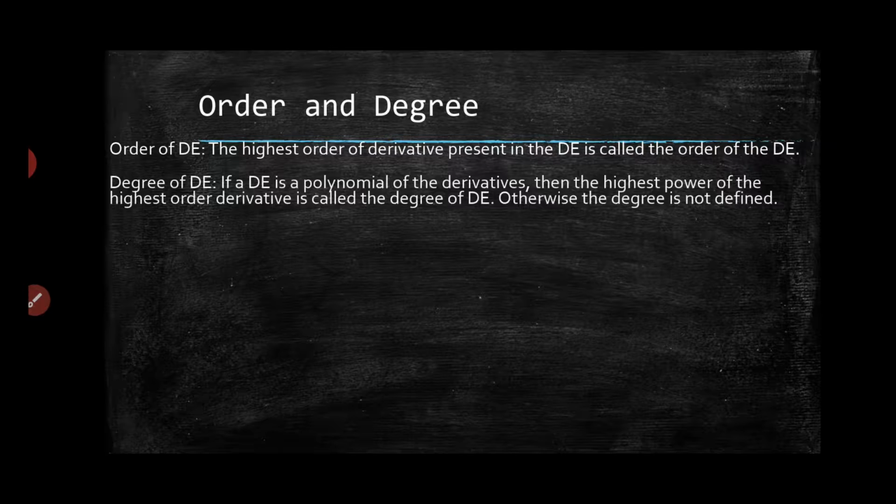But if it is present in the polynomial form, in that case the highest power of the highest order derivative present in the differential equation is called the degree of the differential equation. And if the differential equation is not in the polynomial form, then you cannot define the degree of the differential equation.